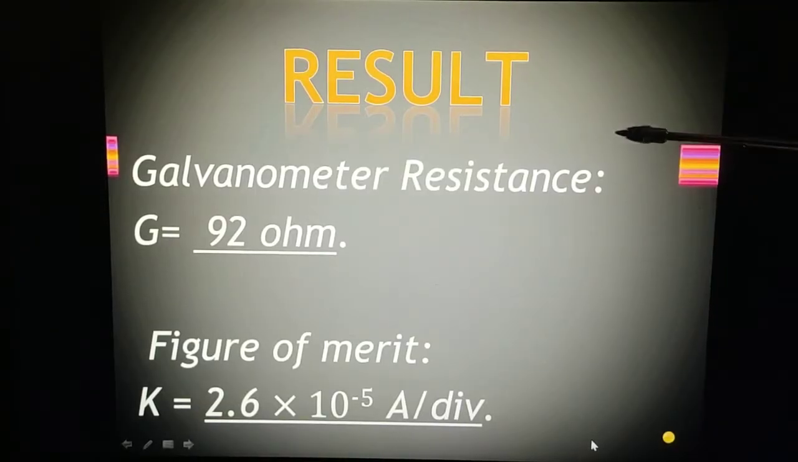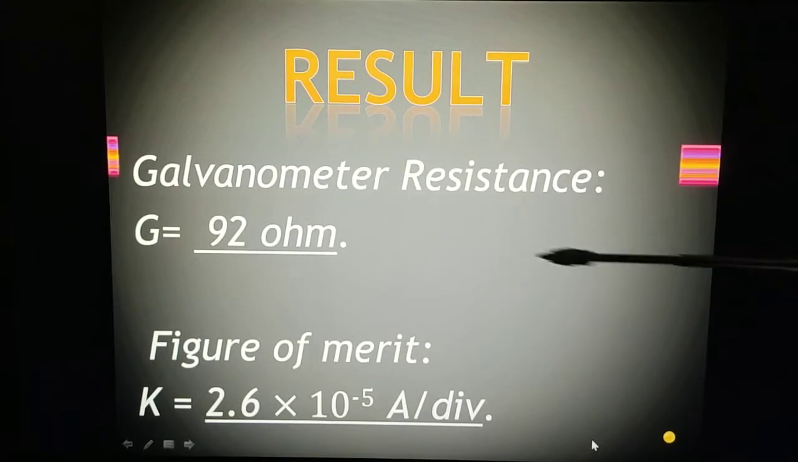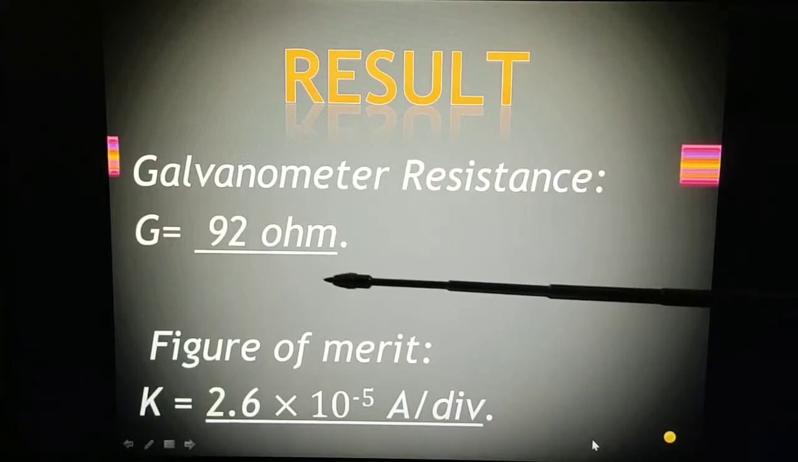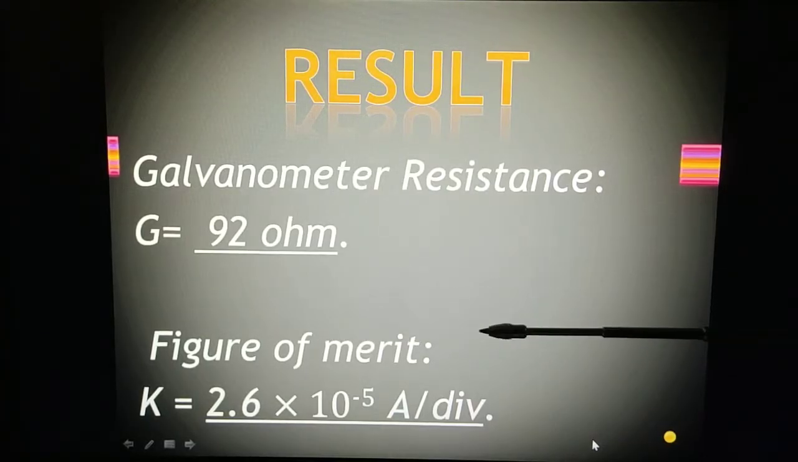Enter the results in your manual. Galvanometer resistance G equal to 92 ohm. Figure of merit of the galvanometer K equal to 2.6 into 10 power minus 5 ampere per division.